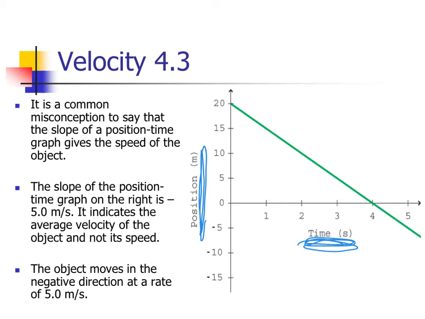That slope is giving us an indication of the average velocity, and not the actual speed. The instantaneous is what we want. The instantaneous would have to be zooming in to a very small time interval.